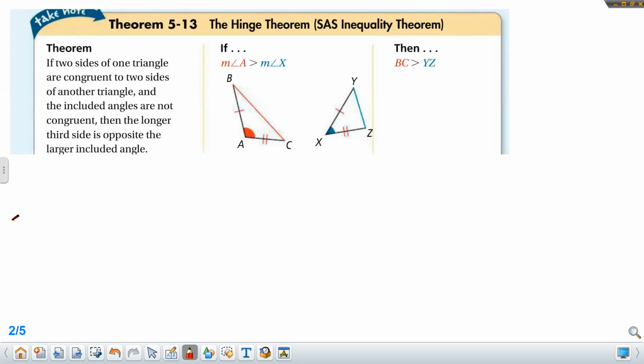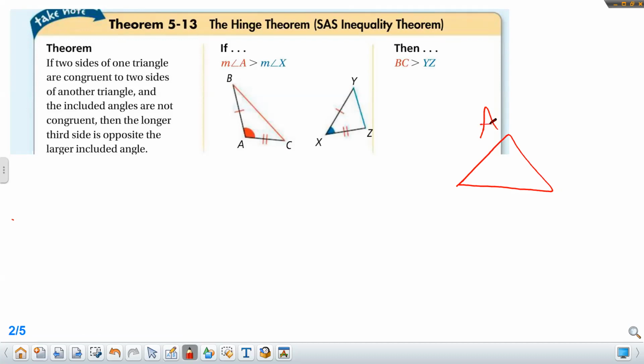First, you must start with a new theorem, the hinge theorem, the SAS inequality theorem. SAS means two sides and the included angle. First, let me remind you: you studied SAS before in congruence of triangles. But here, how does SAS inequality work? Remember first what you studied before.